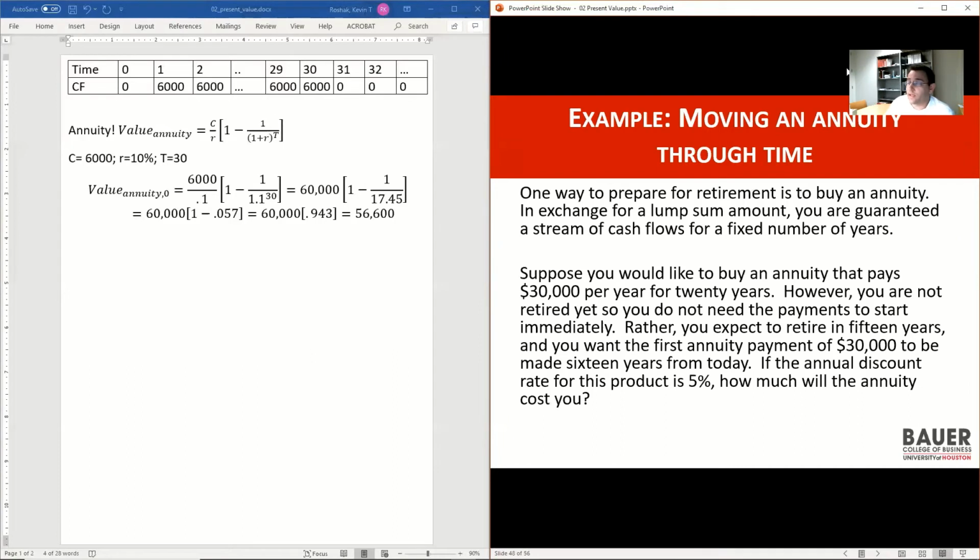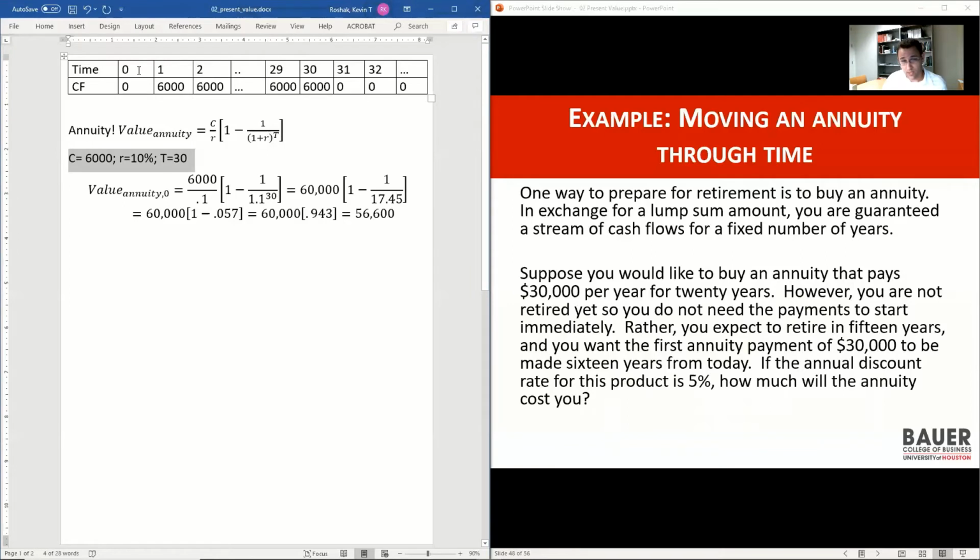We'll do it with an annuity here. Again, this is a very common thing for retirement. If you want to save for retirement, one way to do that is to buy an annuity. But the annuity doesn't necessarily start paying right away. When we do these cash flows, we're at time 0, and the first cash flow occurs at time 1, just one period out.